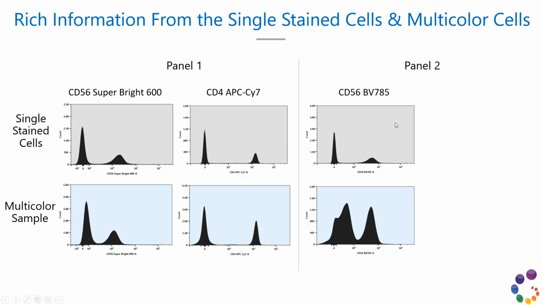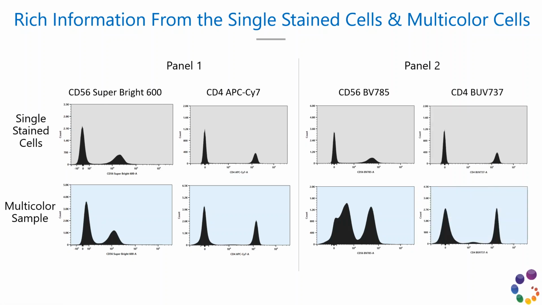So for this particular reagent, I might want to consider moving CD56 to something else so that I can maintain the nice resolution that I was seeing in the single stain sample. One last one, here's CD4 BUV737. Again, if I compare the top single stain cells to the bottom multicolor sample, I do see a little broadening in the negatives, but I'm able to clearly differentiate my negative from my positive in the multicolor sample, and my positives are showing up at the same intensity as they were in the single stain. So this is one that I can live with.